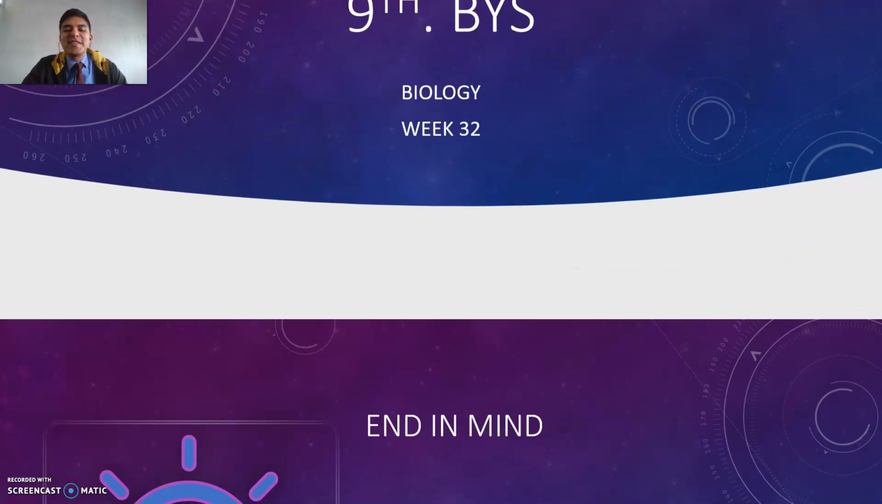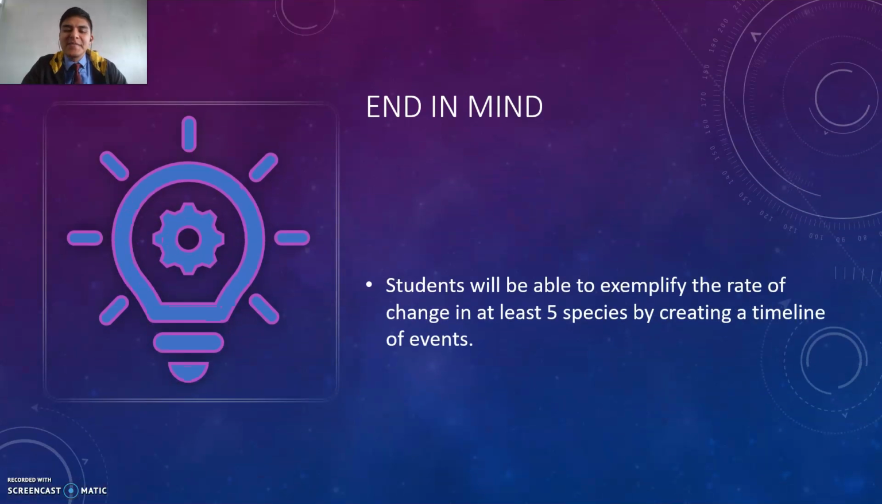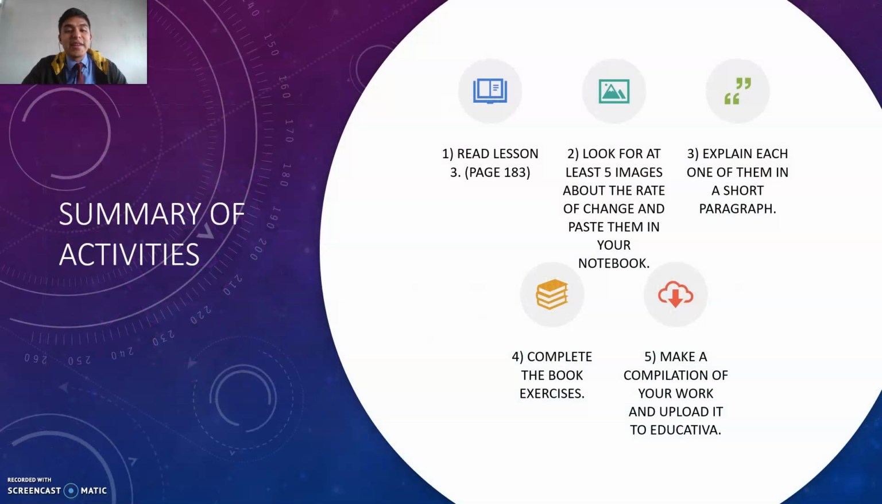Let's start with our presentation with our end in mind. Students will be able to exemplify the rate of change in at least 5 species by creating a timeline of events. And this is going to help us out a lot because we need to have a lot of discussion during today's Zoom session. Here you have a summary of the activities that you need to complete.